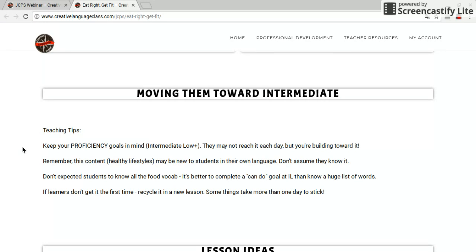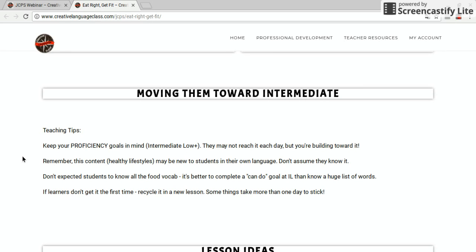Also, another thing to keep in mind with this unit is that the content and this whole idea of healthy lifestyles may be new for them. We can't assume that they have all been trained at home to eat healthy and know the different food groups and things like that. So this could be new content for them as well as new language skills.